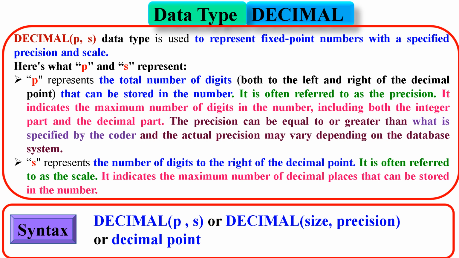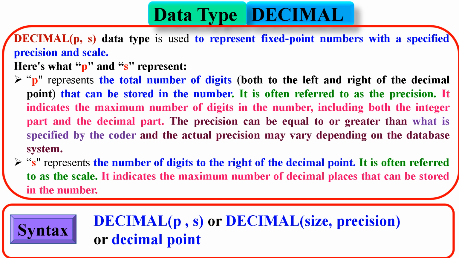P represents the total number of digits, both to the left and right of the decimal point, that can be stored in the number. It is often referred to as the precision. It indicates the maximum number of digits in the number, including both the integer part and the decimal part. The precision can be equal to or greater than what is specified by the coder, and the actual precision may vary depending on the database system.